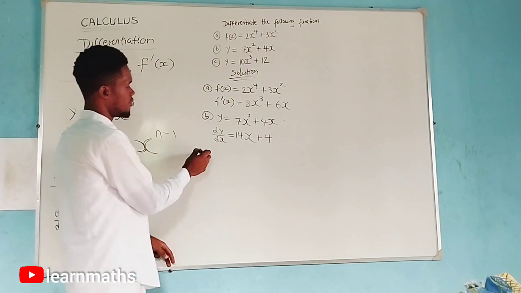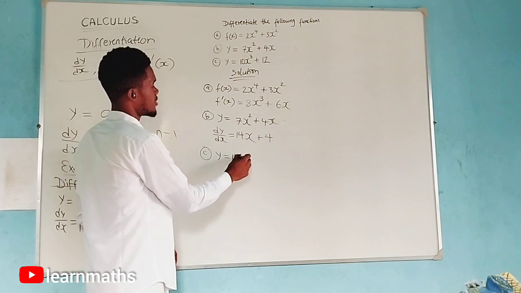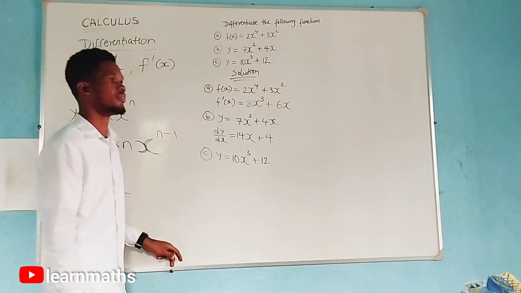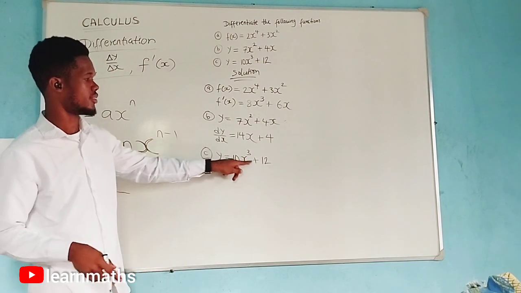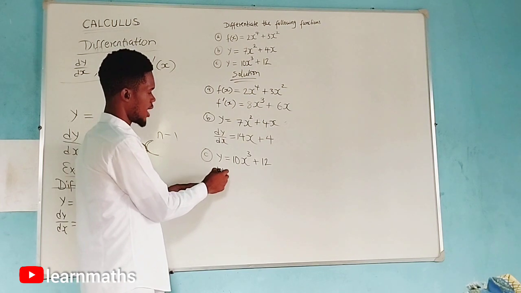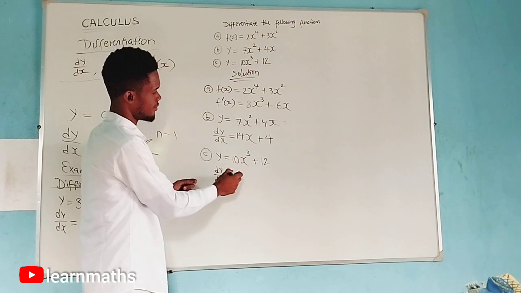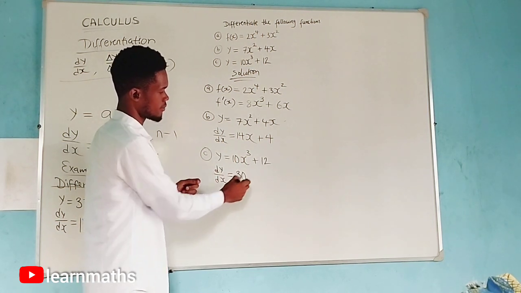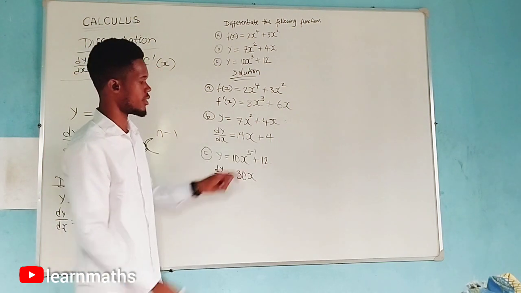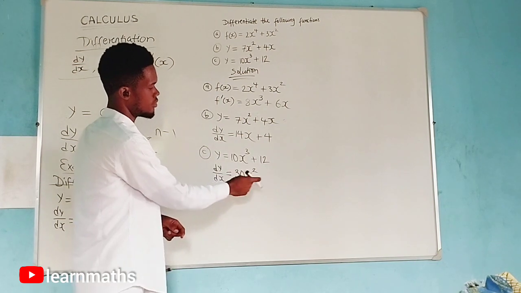Okay, let's go to the third function. y equals 10x raised to 3 plus 12. Okay, 10x raised to 3 plus 12. And let's differentiate this function. dy/dx is going to be equal to 3 times 10. That's 30, right? And it's going to be x raised to, if you reduce 3 by 1, it's going to be 2. So the power of x will reduce from 3 to 2.